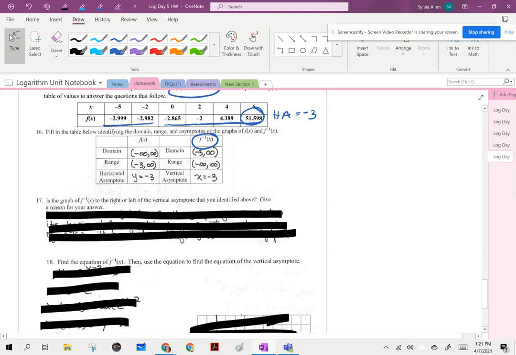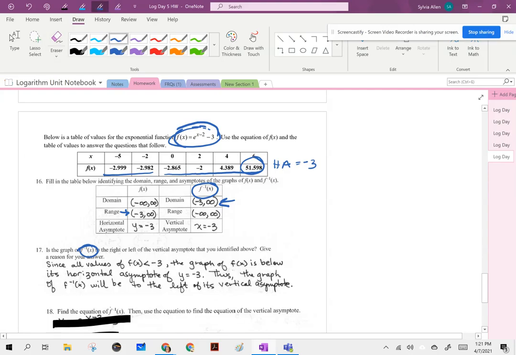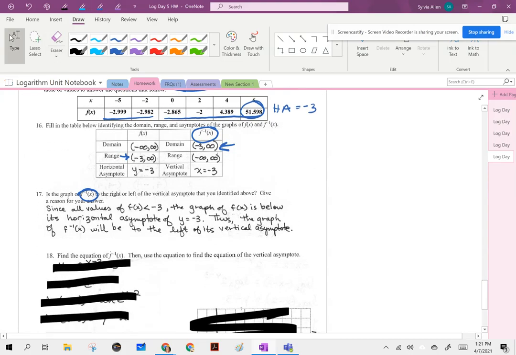So the question on 17 is, are we to the right or left of the inverse? Give a reason. So on 17, we need to look at the original. The range was from -3 to infinity, which means it was above, which means that the inverse is going to be to the right. And we can also look and confirm that my domain is from -3 to the right. So there's an adequate explanation.